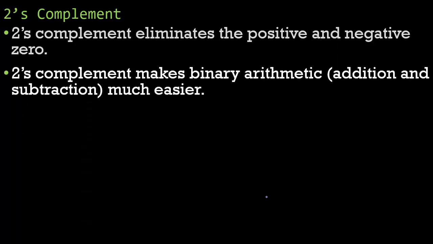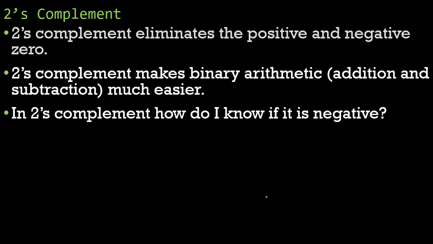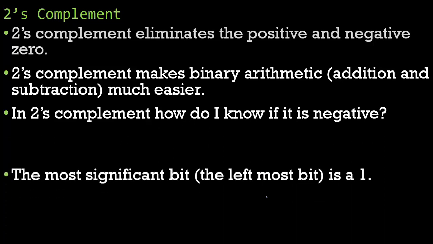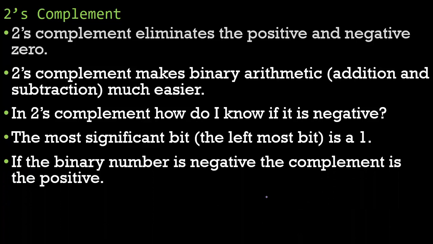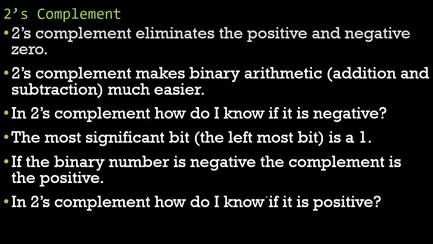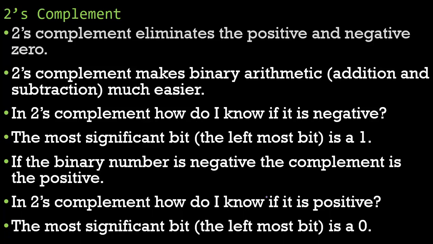2's complement makes binary arithmetic, addition and subtraction, much easier, which we'll be taking a look at in the next podcast video. Now, in 2's complement, how do I know if it's negative? You follow the same rule. If the most significant bit, which means the leftmost bit, is a 1, you know it is negative. If the binary number is negative, the complement is a positive. In 2's complement, how do I know if it's positive? The most significant bit, the leftmost bit, if it's a 0, it's a positive number.